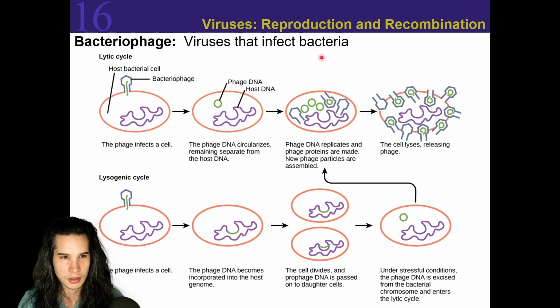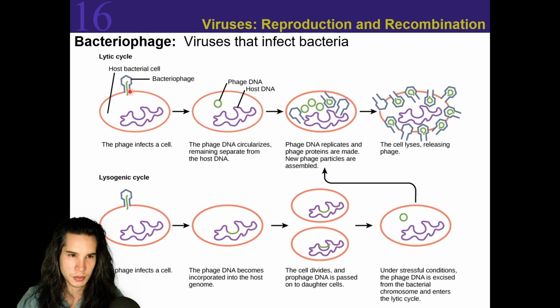So bacteriophages, however you want to pronounce it, those are going to be viruses that specifically infect bacteria. And within this bacteriophage example, and this could actually apply to more than just bacteriophages, viruses can undergo two different cycles. You can have a lytic cycle, which is going to be the more aggressive, damaging part of the cycle of the virus.